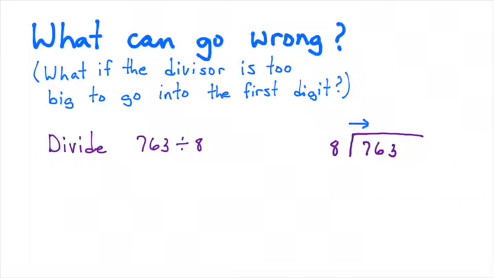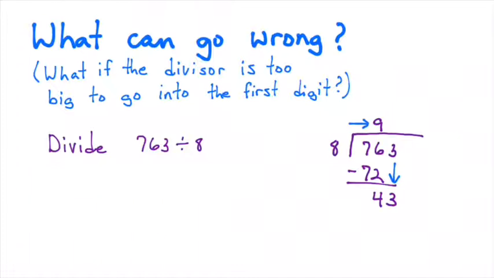And we know that 8 times 9 is 72. So we can say that 8 will go into 76 9 whole times, multiply back, and subtract, and we see that there are 4 left over. So 8 goes into 76 9 whole times with 4 left over. And now we're ready to pull down.